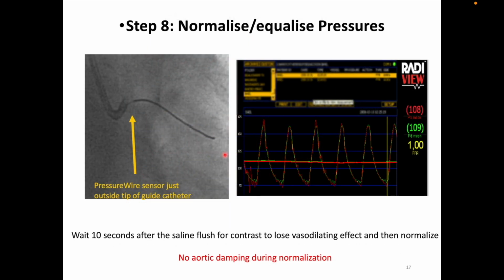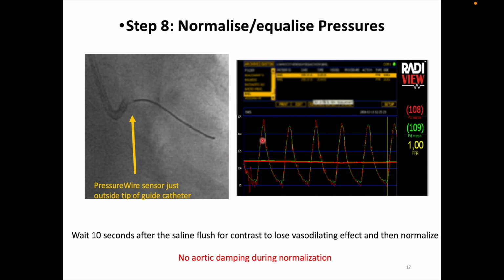So this is the normalization picture. Wait for 10 seconds after the saline flush for contrast to lose vasodilating effect, and then normalize. So the contrast causes a vasodilatory effect, and we will wait for that to finish off, which takes a few seconds, and then press the normalization.